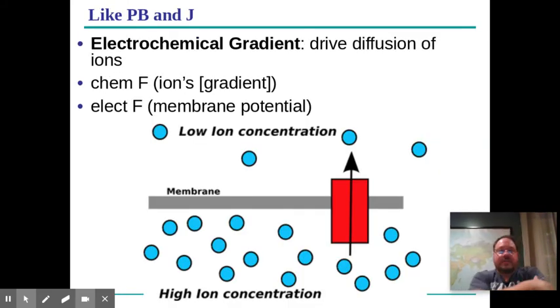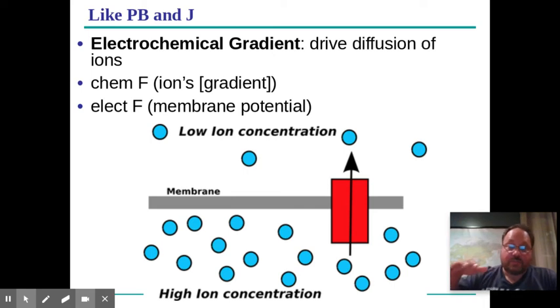Let's see. This is what's referred to as an electrochemical gradient. So if you concentrate ions on one side of a membrane, you create not only a solute concentration gradient, you also create an electrical force. Okay. So there's sort of the chemical force element, which is about the ion concentration gradient. And then there is, again, the difference in charge. So that's a membrane potential.